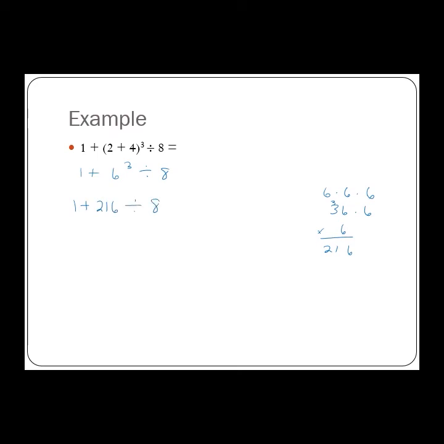divided by 8. Now the next thing we have to do is this division here. So 8 goes into 216 twice. 2 times 8 is 16. 8 goes into 56 7 times. So this is 1 plus 27, which is 28.